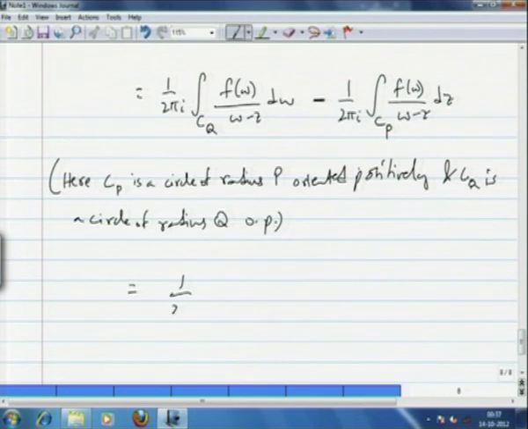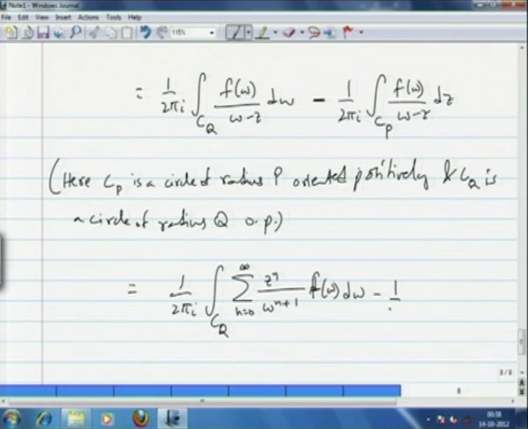And that is equal to 1 by 2 pi i first integration on C q of the sum over n equals 0 through infinity of z power n by w power n plus 1 times f of w dw, minus 1 by 2 pi i integration on C p of the sum over m equals 0 through infinity of minus w power m by z power m plus 1 times f of w dw.